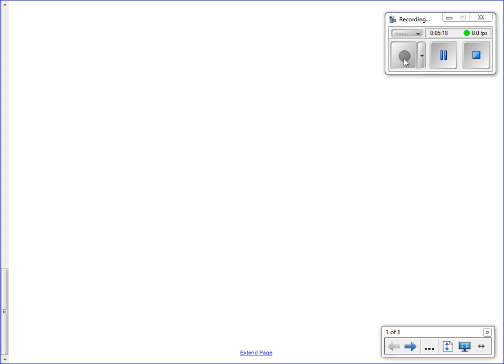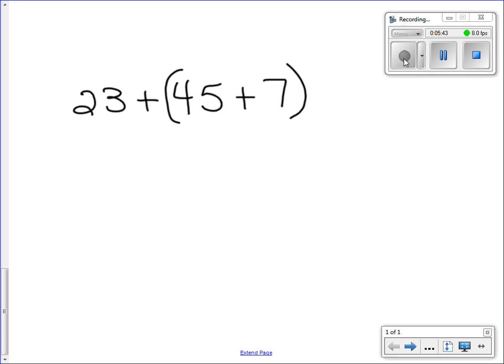All right, look at number 2. Number 2 is addition. I'm not going to do the exact one for number 2, but I'll do one similar to it. Let's say we did 23 plus 45 plus 7, okay? Let's say we have it set up like this.